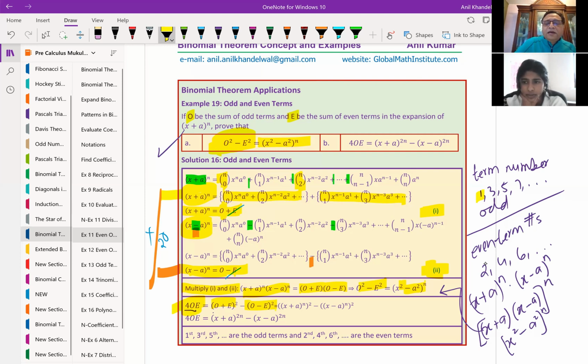So when you do that, this is what you get. And you can write this in simplified form as shown here. So 4 times odd and even terms, when you multiply, you get (x plus a) to the power of 2n minus (x minus a) to the power of 2n. Is that clear to you?